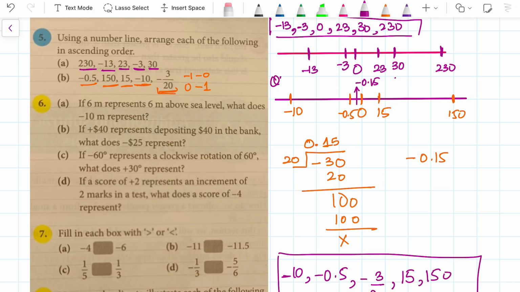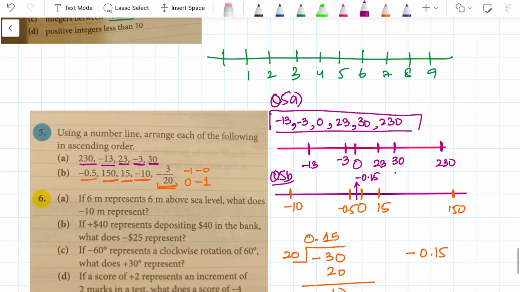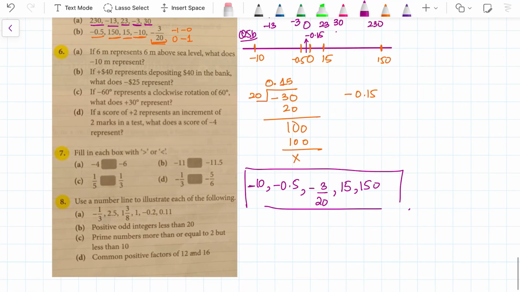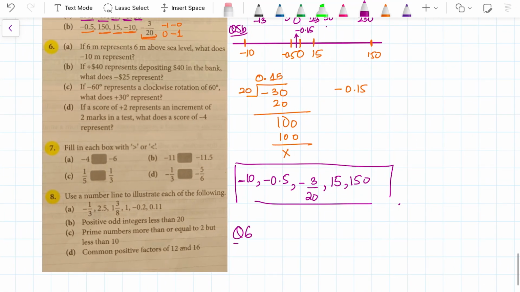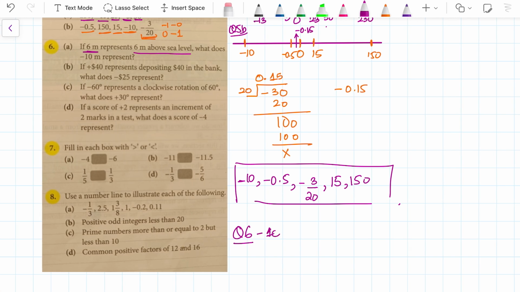This is question 5, part B. This is question 5, part A. Now, let's look at question 6. Question 6 is also very interesting. If 6 meter represents 6 meters above sea level, minus 10 represents 10 meters below sea level, because it's a negative number and it means it's in the opposite direction.